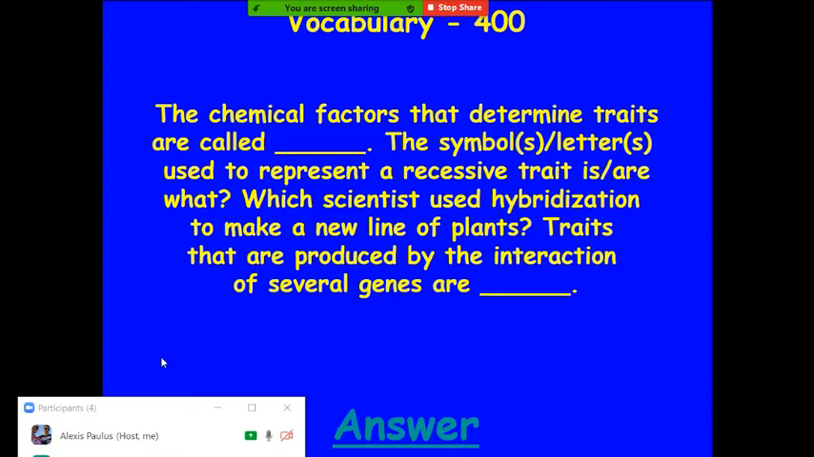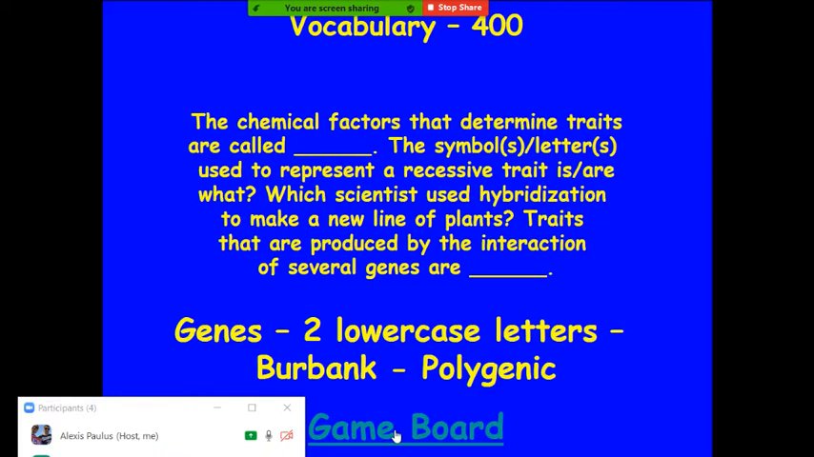All right, a couple more seconds. All right, here we go. Okay, so genes are the chemical factors of traits. Two lowercase letters represent a recessive trait, so that's going to be homozygous recessive.